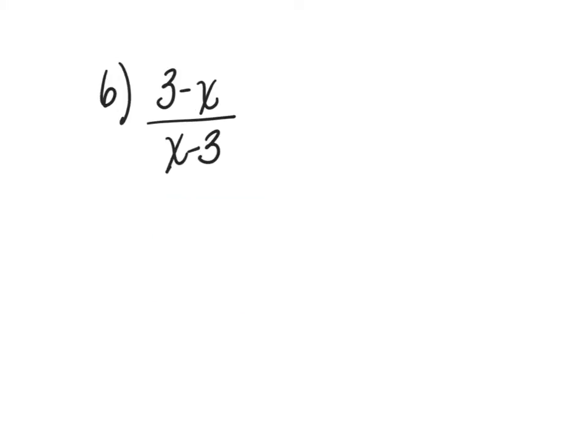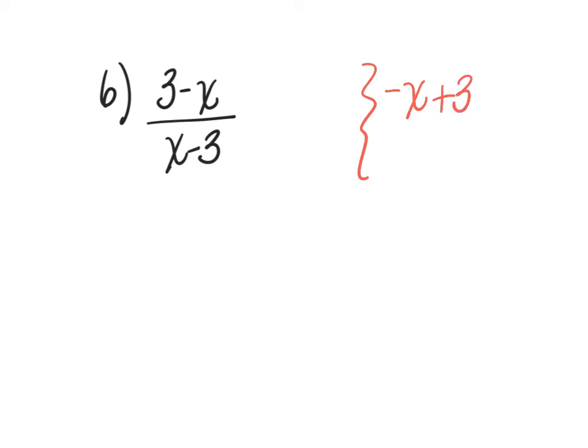And number 6, we have 3 minus x over x minus 3. This one's kind of special. I'm going to show you the long way to go about this, and then I'm going to show you a different way I think about it. If I were to rewrite the numerator so that the x was in front, it would look like this: negative x and then a positive 3.